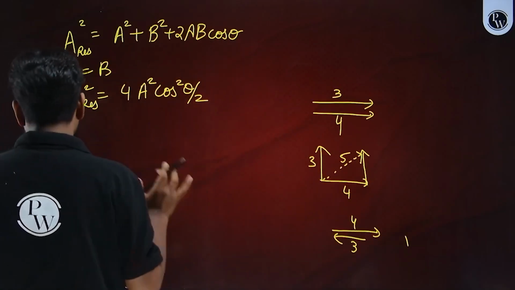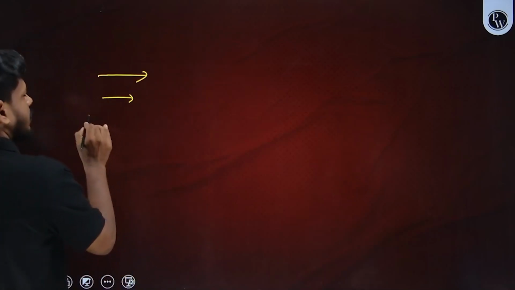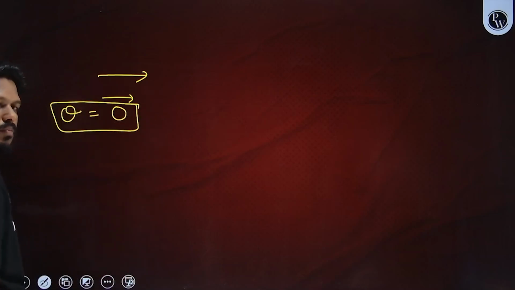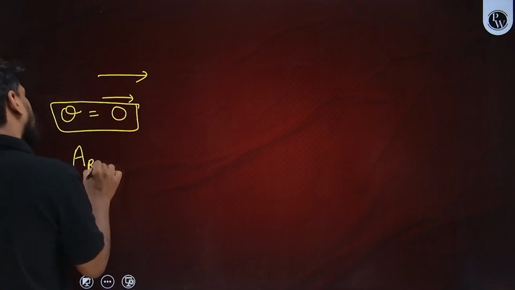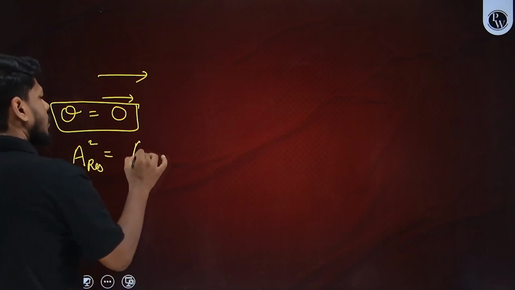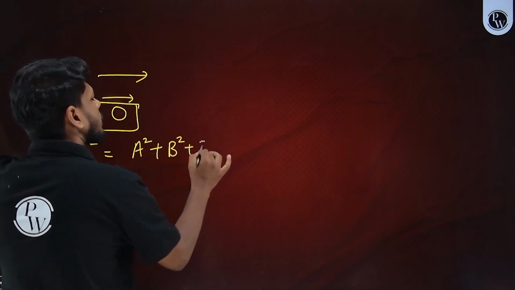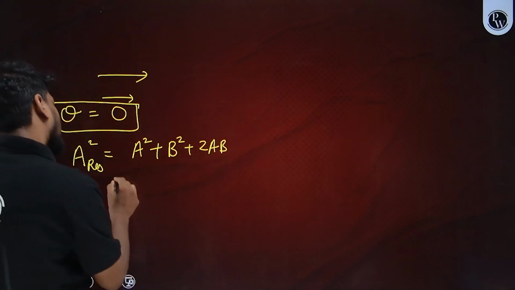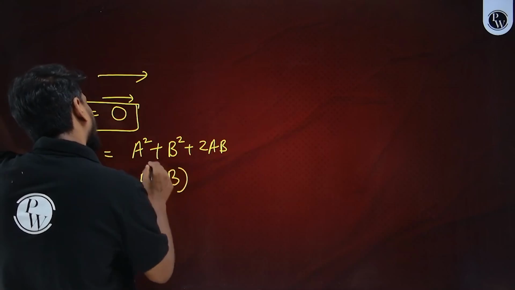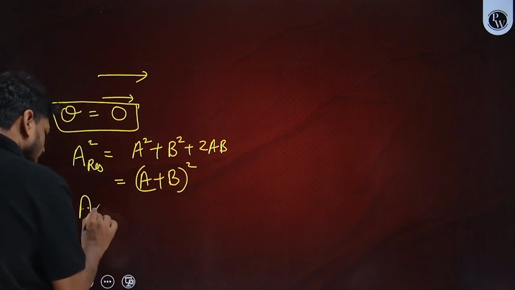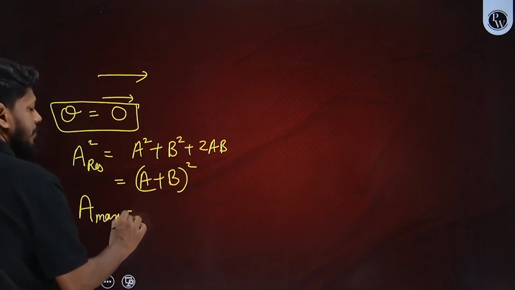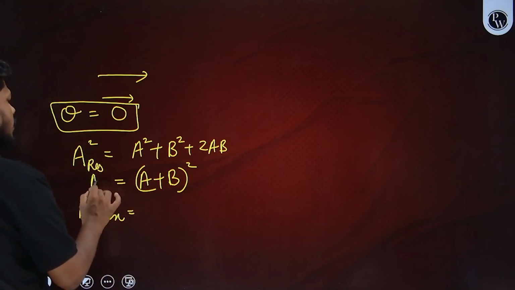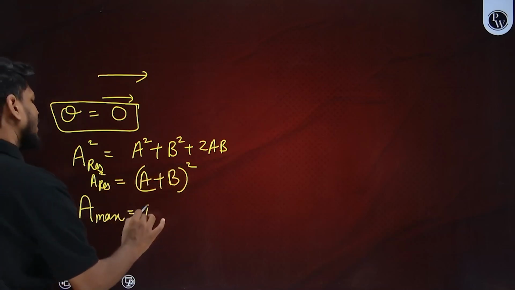What is the angle between them? If they are in the same direction, theta is equal to 0. What will happen? Resultant square is equal to a square plus b square plus 2ab cos 0. Cos 0 is 1. Can I write this as a plus b the whole square? Then what will happen to my amplitude? So this is my maximum amplitude. If this is resultant square, the squares get cancelled, so a plus b.